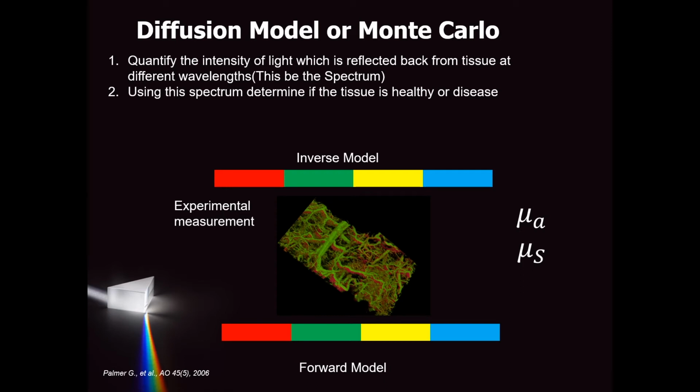On the other hand, in the forward model, which is easier to implement, we have some predefined values of optical properties like scattering and absorption coefficient. Then we will get the simulated spectrum. Then we compare the simulated and experimental measurements, these two, iteratively until we get the best match with the lowest rate of error.